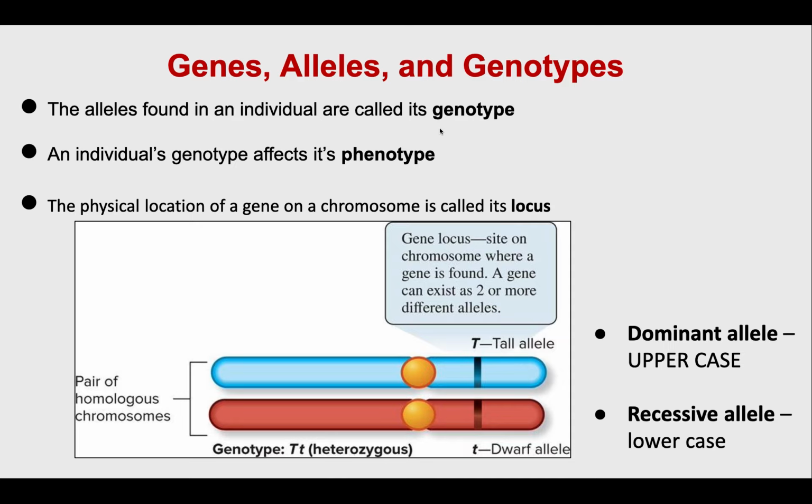Now the physical location along this chromosome, that is the locus. So we might have a chromosome that has many different genes. If we want to map out where that gene is, say we know that this gene occurs on this specific part of our chromosome, that is that gene's locus.